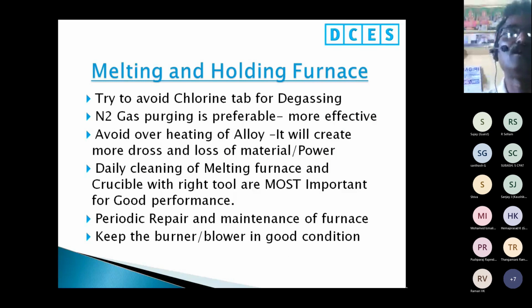Try to avoid chlorine tablets for degassing. Sometimes this won't have much effect on degassing because it creates big bubbles. It won't clean the molten aluminium properly, and it also creates aluminium chloride and eliminates the chlorine. Magnesium becomes magnesium chloride, so it will take away some percentage of magnesium from the molten metal. So N2 gas purging is preferable and more effective.